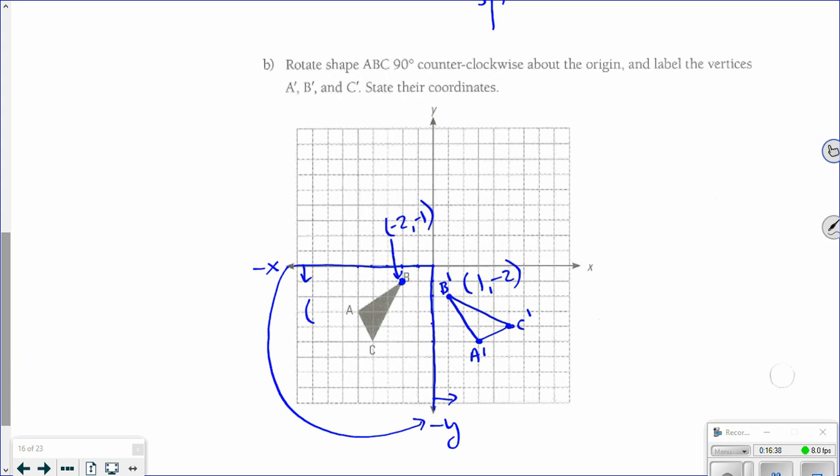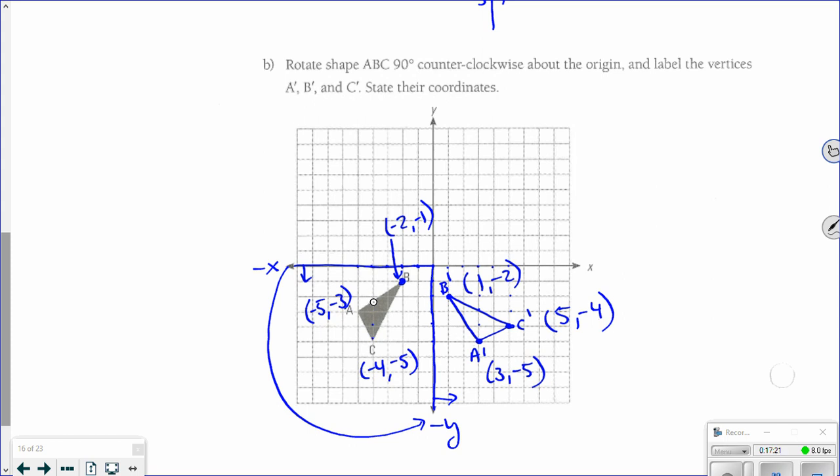For my original point A, I have to go 1, 2, 3, 4, 5 in my negative x direction, 1, 2, 3 in my negative y. My new A, I go 3 in my positive x direction, and I go 1, 2, 3, 4, 5 in my negative y. To get to my original point C, I'm 4 in my negative x direction, 1, 2, 3, 4, 5 in my negative y. My new C value is 1, 2, 3, 4, 5 in my positive x direction, and 1, 2, 3, 4 down. So those are my new coordinates.